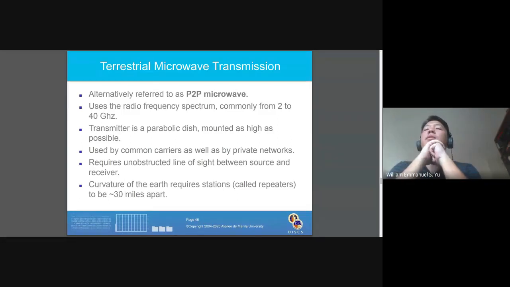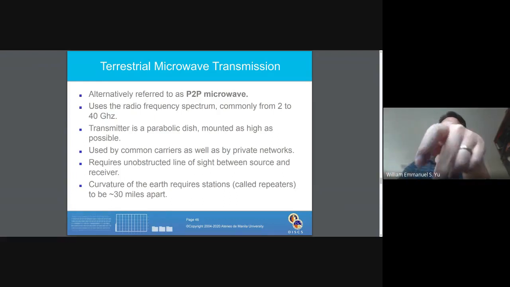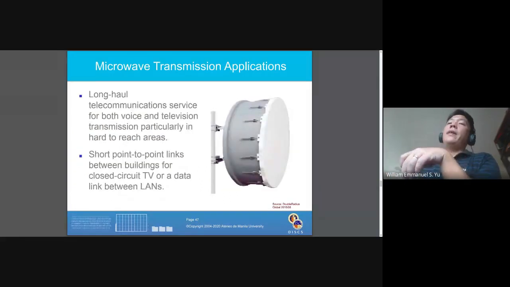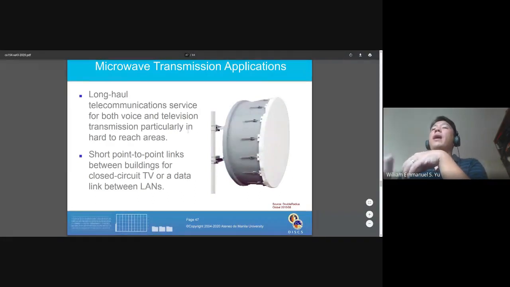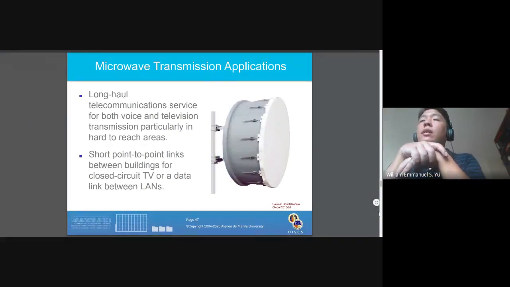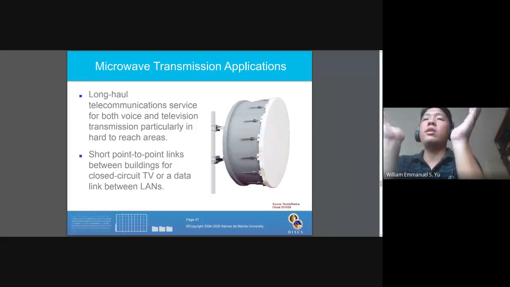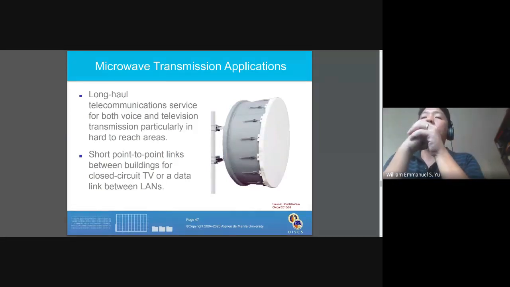The next problem is, of course, the curvature of the Earth. Since the Earth is curved, you need repeaters every roughly 30 miles apart. Okay? This is what it looks like. This is a long haul version. This is a big one. There's actually smaller ones that are probably 1/4 or less than 1/4, maybe 1/8 the size of this. Right? These are long haul microwave transmitters. They're directional, so they point the signal, a concentrated signal, on one direction.